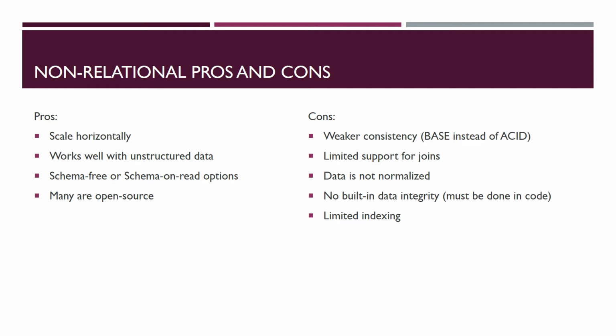So the pros and cons of non-relational databases: they scale horizontally really well. They can handle unstructured data, and they don't need a schema, and many of them are open source. But they are not as consistent. There's not as much support for joins. Your data is not normalized. So that all comes down to your data integrity having to be done in your code. But it's just a sort of polar opposite to relational databases.